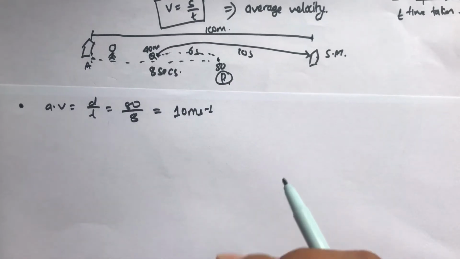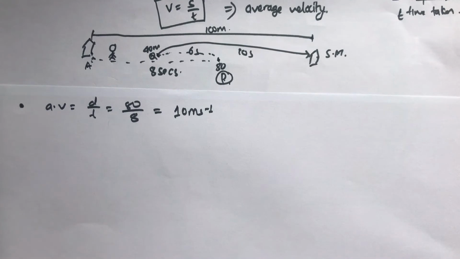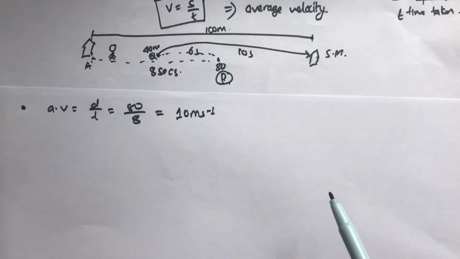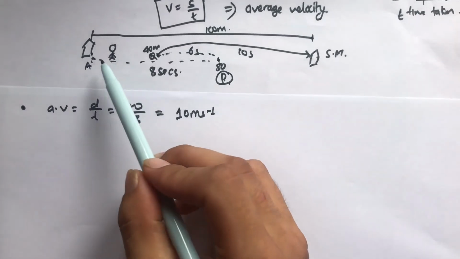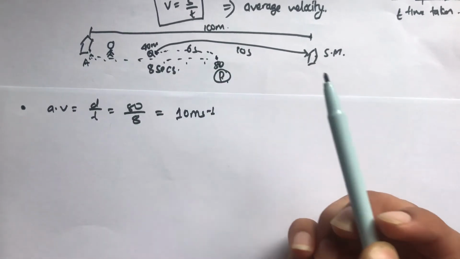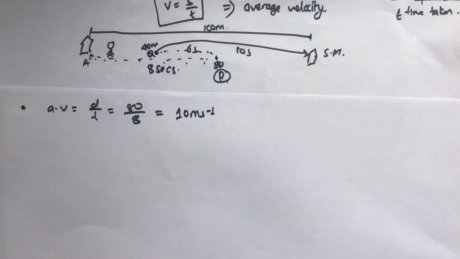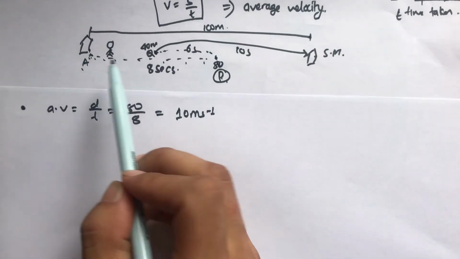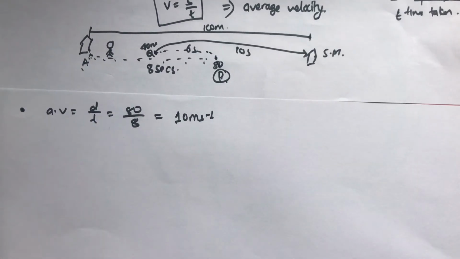Looking at this value, we cannot say for sure whether he was running at some point, or maybe he was taking a break, taking a rest, maybe he was walking. So maybe his rate of change of displacement could vary between these points, right? But we do not know about that. We only know that his average velocity from point A to P is 10 meters per second. So that's why we call this average.